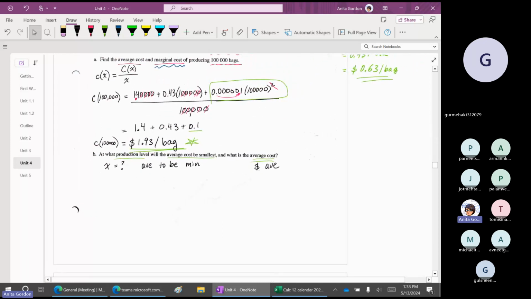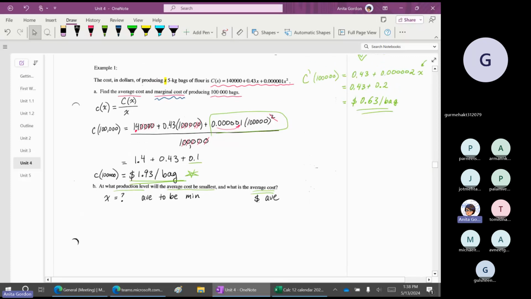Okay, so in order for the average to be the same as the minimum, we know from the box at the top of the page that the average will be equal to the marginal cost, meaning the average will be the same as the derivative. So we want to set this up. C of x over x must be equal to C prime of x.